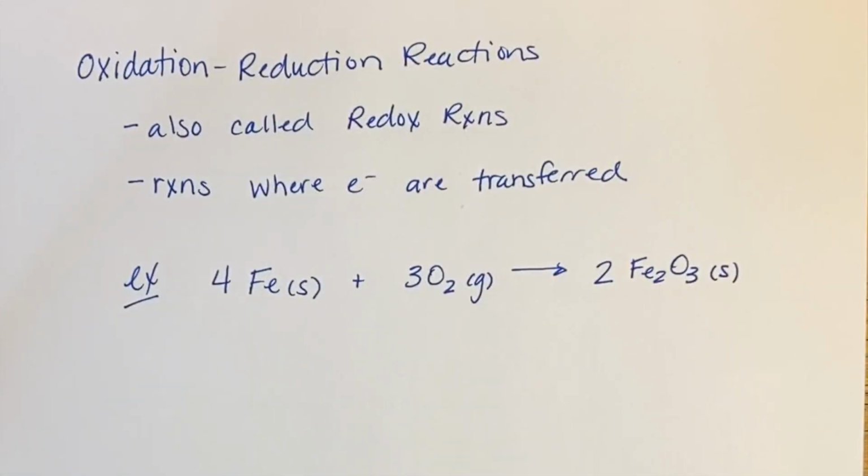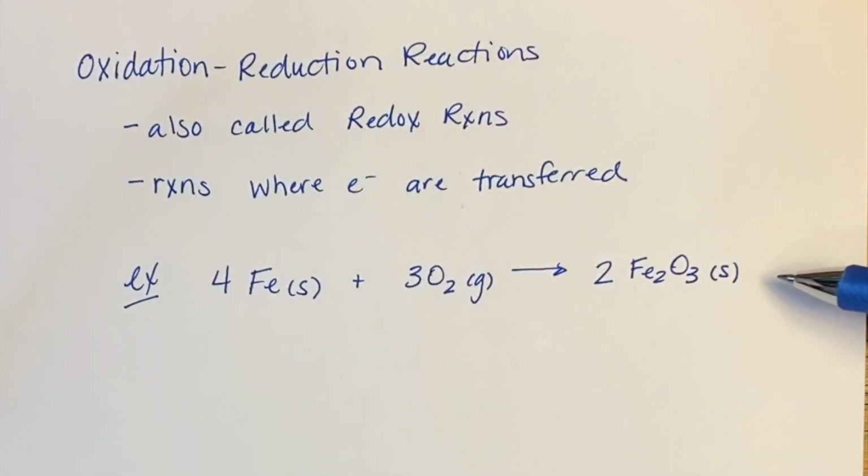Our next topic is oxidation-reduction reactions, and these are also called redox reactions for short. In these reactions, electrons are transferred from one component to the other in the course of the reaction, so that as you examine the electron count for a starting material and a product, the number of electrons will be different.